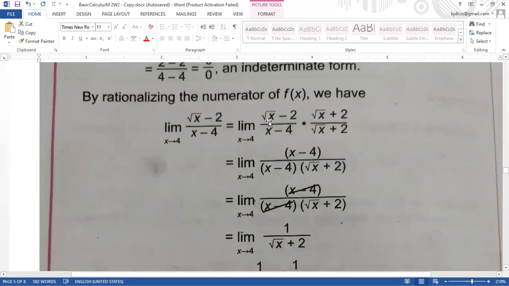So we have here the limit of square root of x minus 2 over x minus 4 as x approaches 4. We multiply the numerator by the positive sign, so we multiply it by square root of x plus 2 over square root of x plus 2. This square root of x plus 2 over square root of x plus 2 is equal to 1. So basically, we did not change our equation, we did not add any number, because what we put in is just 1.